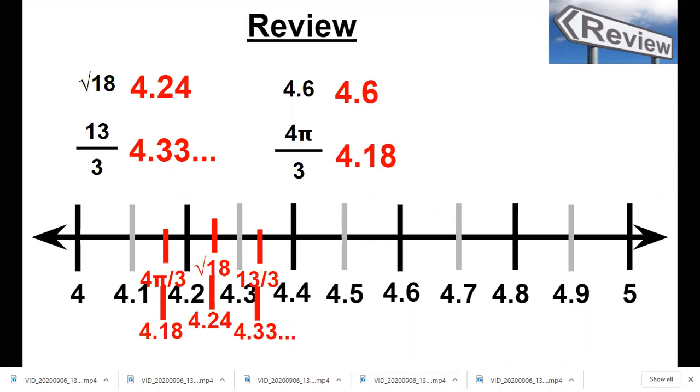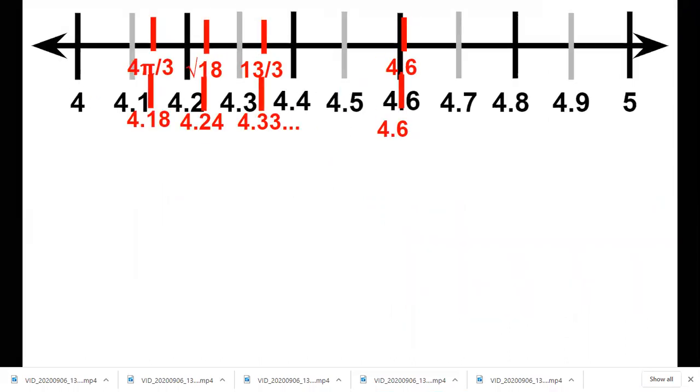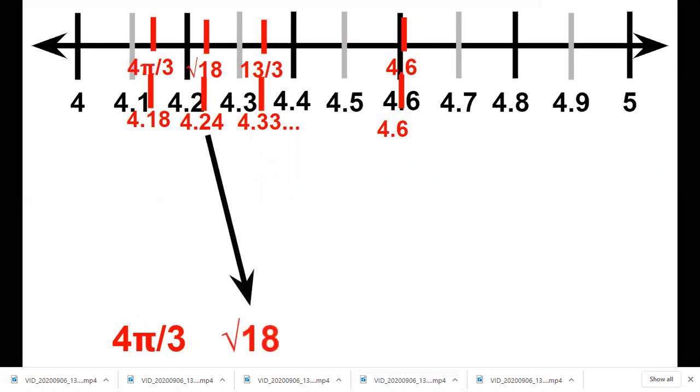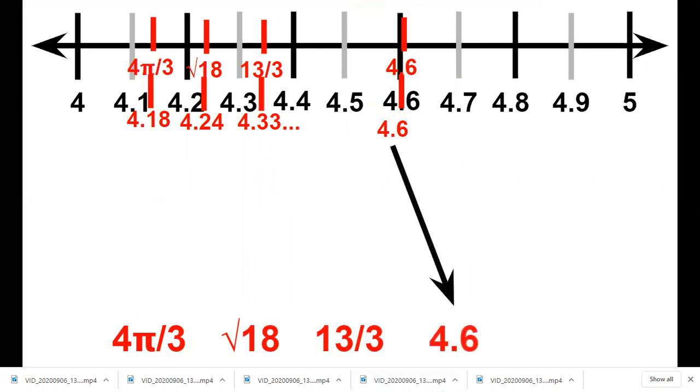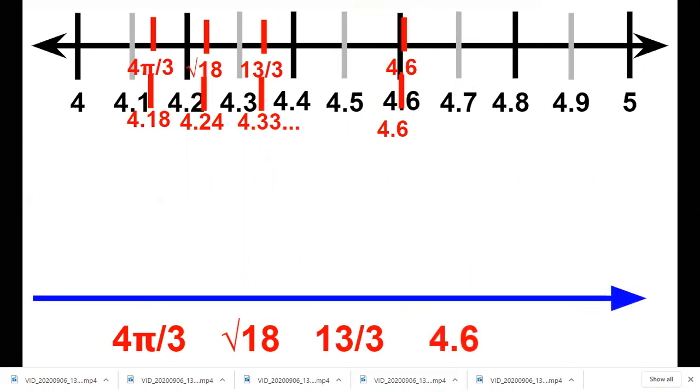And then we have 13/3, which is 4.33 repeating. It's going to be a little bit past the 4.3. And finally, we have 4.6, which is going to be right on the 4.6. So now we can easily order them from least to greatest. There's our number line again. 4 pi over 3 is first. Square root of 18 is second. 13/3 is third. And 4.6 is fourth. They are now ordered from least to greatest. Least, farthest left, is the least, and farthest right is the greatest.